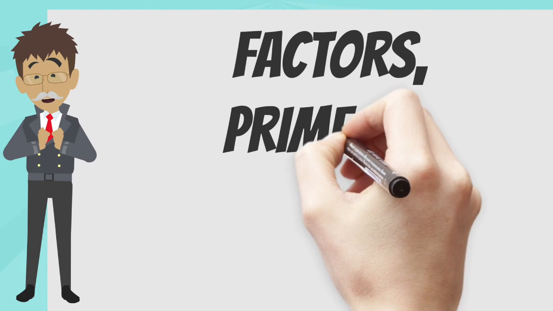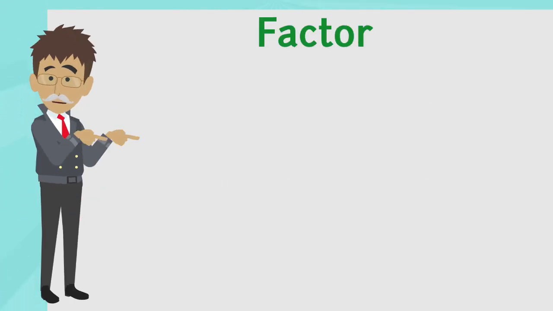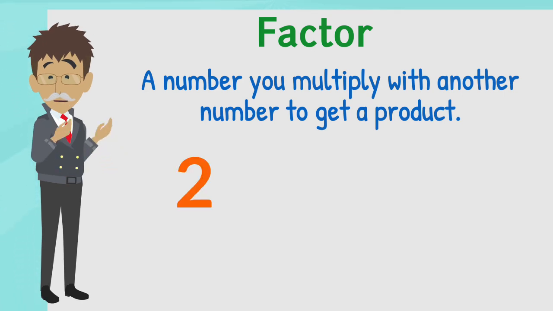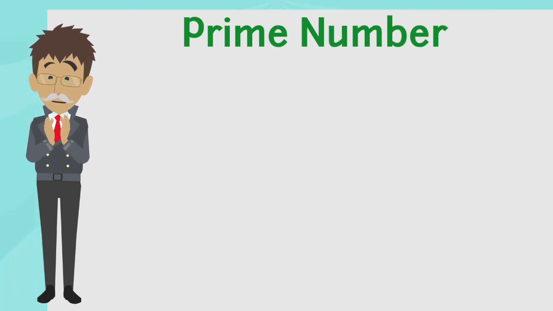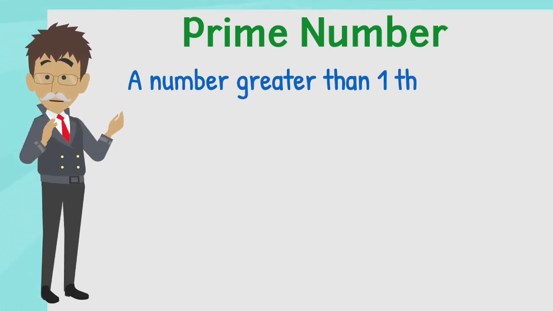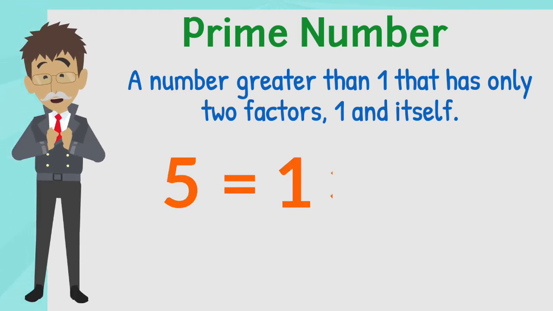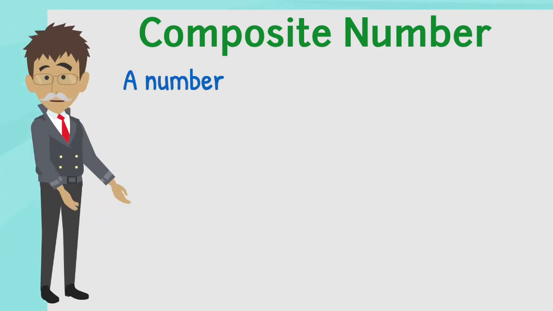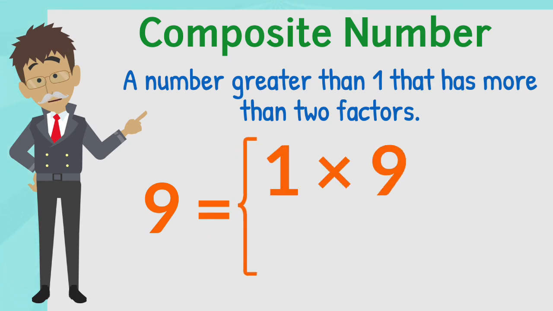Understanding factors helps you break numbers into smaller parts. This is useful for simplifying fractions and working with roots. Factor. A number you multiply with another number to get a product. For example, 2 and 3 are factors of 6. Prime number. A number greater than 1 that has only two factors, 1 and itself. 5 is an example of a prime number. Composite number. A number greater than 1 that has more than two factors. 9 is an example of a composite number.